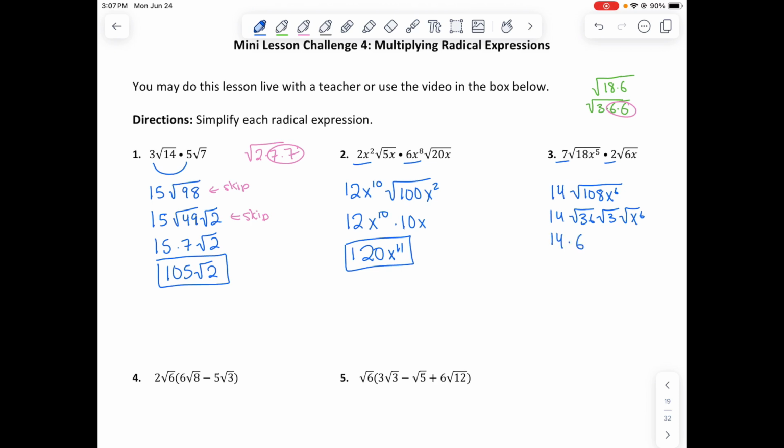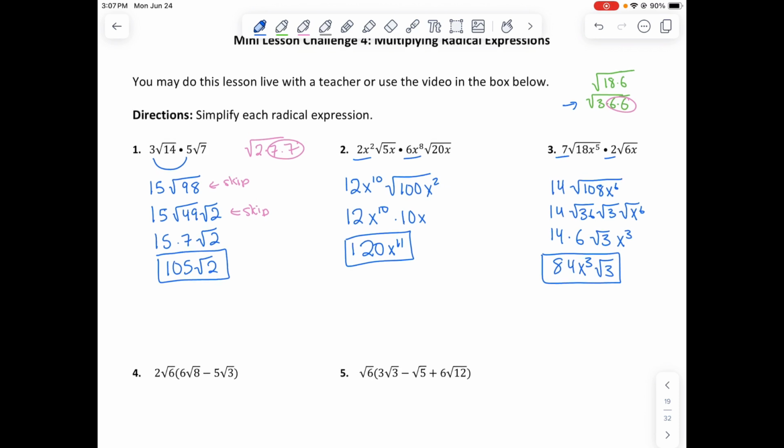That may or may not be something that you know off the top of your head, and that's where this method up here gives you an advantage, because you already can write 6 root 3 for that part of it. And then the square root of x to the 6th is x to the 3rd. So I have 6 times 14, which is 84, x to the 3rd, root 3 for this problem.